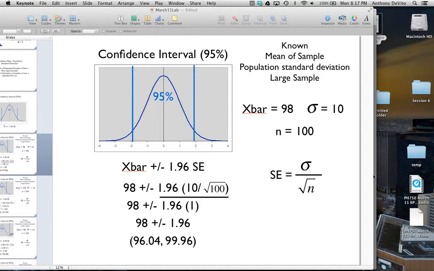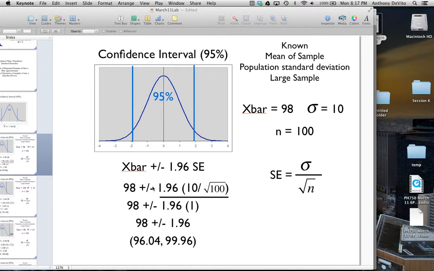Can anybody tell me what the probability is that we'd be wrong? It would be lower than, right, 5%. If we're 95% confident, that means that we're accepting a 5% chance of being wrong. Exactly right. So that's really what we're dealing with here.